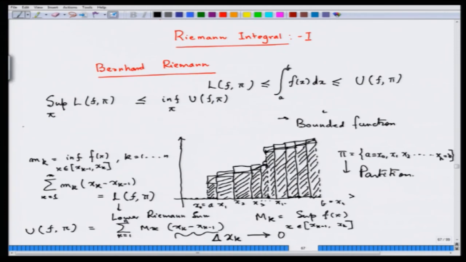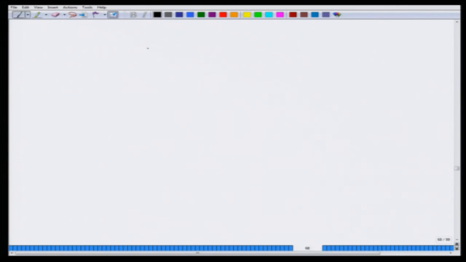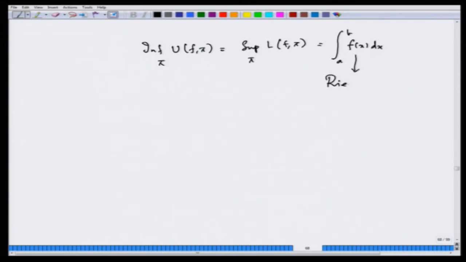But if the supremum over pi of L(f, pi) is equal to the infimum over pi of U(f, pi), then we say the Riemann integral exists, and the infimum of U(f, pi) over all partitions pi and the supremum of L(f, pi) over all partitions pi is actually called the integral from a to b of f(x) dx. And this integral is called the Riemann integral.